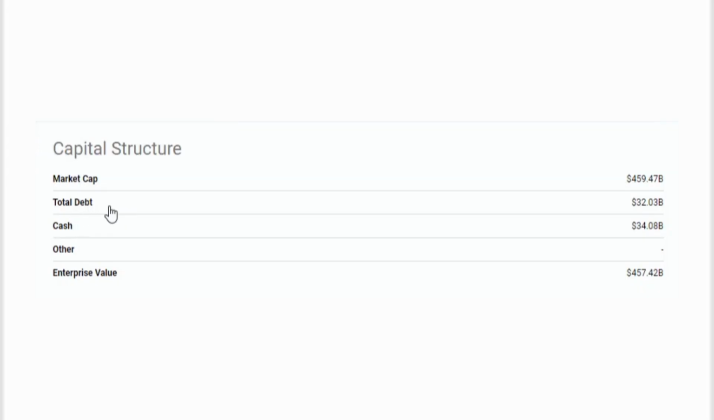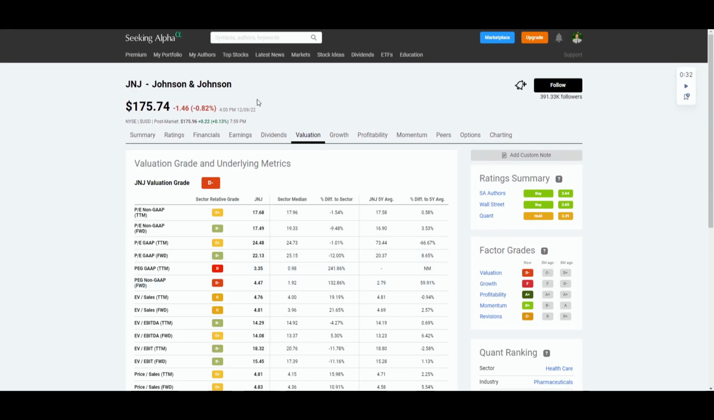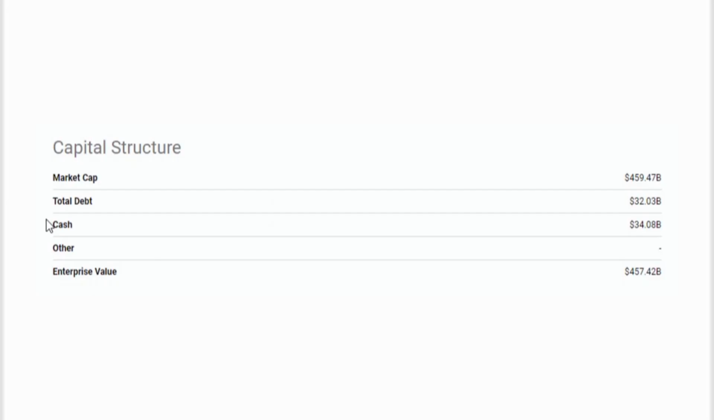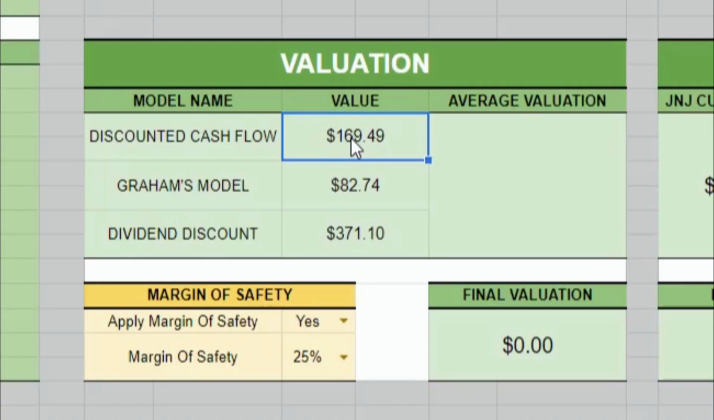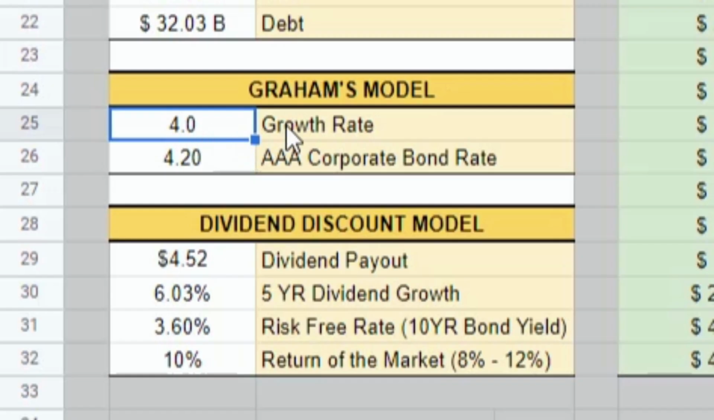To get that cash and total debt, 34 billion and 32 billion, you come over to J&J under valuation, scroll to the bottom, and you have your total debt and total cash, or cash and cash equivalents. Put those into the calculator, and the calculator will tell you that for the DCF model with these cash flows, J&J is valued at around $169.49.